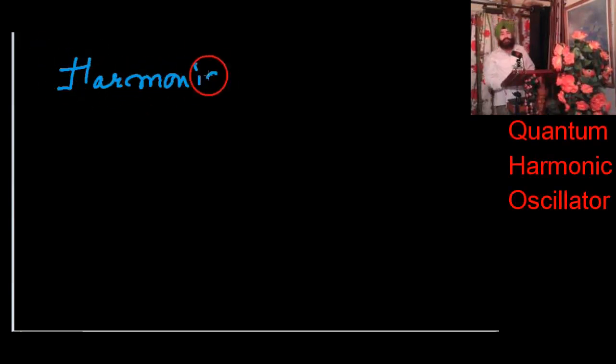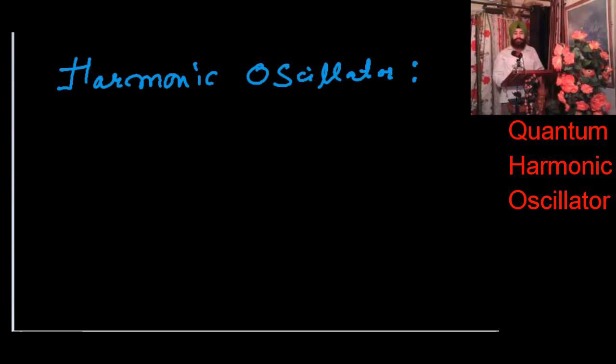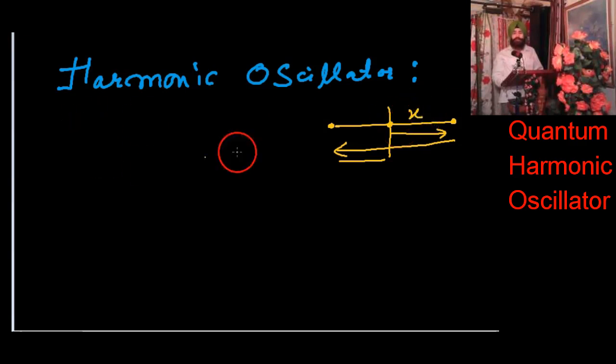Dear friends, today my topic is harmonic oscillator. You know very well what we mean by oscillator. Oscillator means anything which is oscillating to and fro about a fixed point. This is the fixed point. And anything which is oscillating like mean to extreme, extreme to another extreme, and then back to the mean position. Okay.